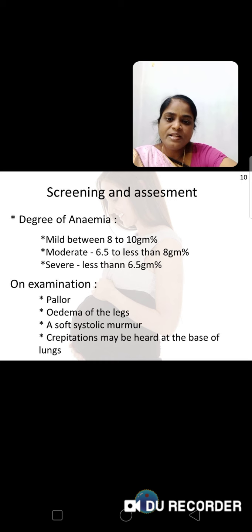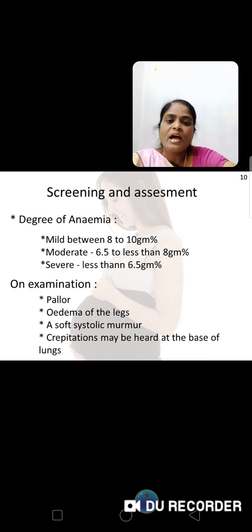So, three degrees of anemia: 8 to 10 grams per 100 ml is considered mild anemia. Moderate anemia is 6.5 to less than 8. And severe is less than 6.5 grams per 100 ml. So these are called the degrees of anemia.